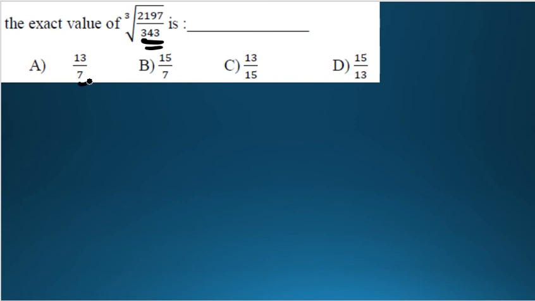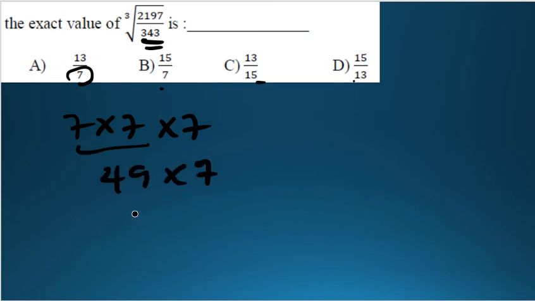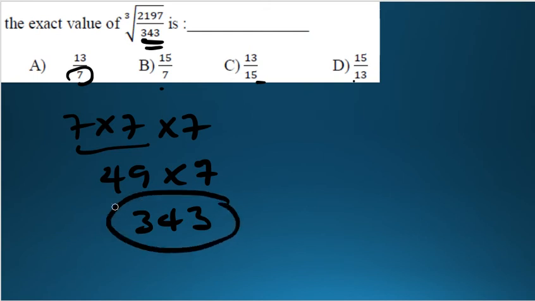And then in the denominator there are 7 and 15 and 13. So will 7 times 7 times 7 give you this result? Check. 7 times 7 is 49. 49 multiplied by 7 will be 343. Obviously, when you learn about perfect cube numbers and perfect square numbers, 343 is a common number, you know it. So obviously the answer must be either A or B.